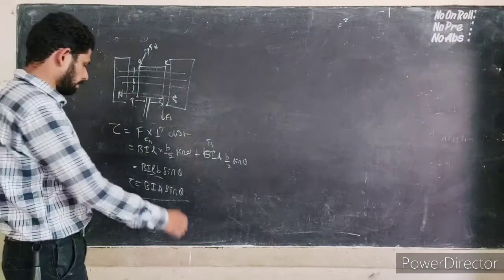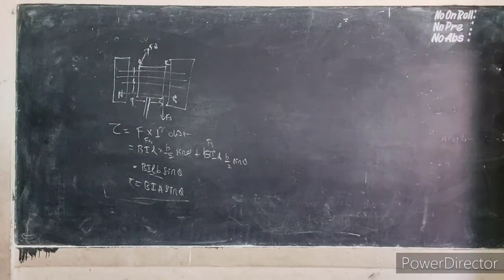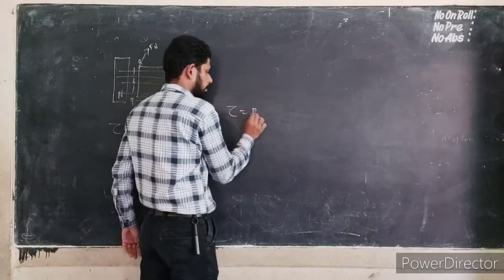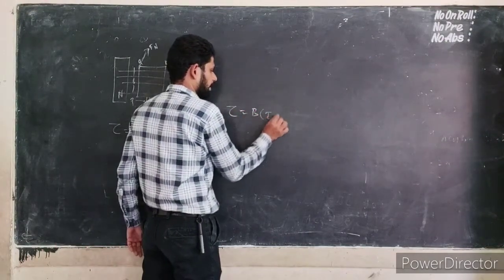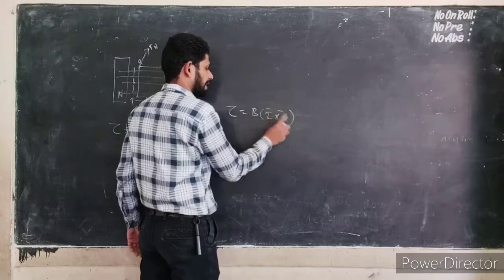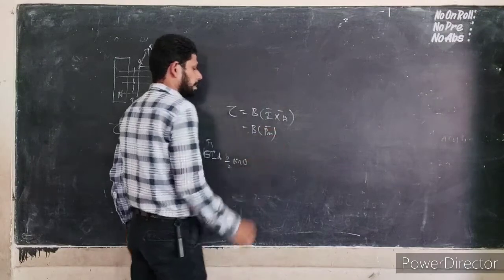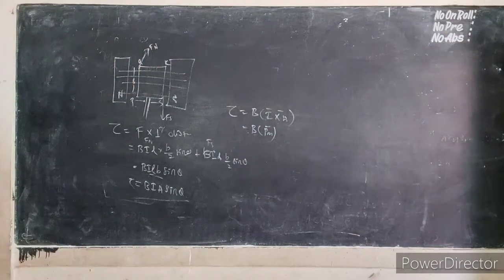Also we can write this as B into I cross A. So the product of current and the area is nothing but your magnetic moment, the dipole magnetic moment.